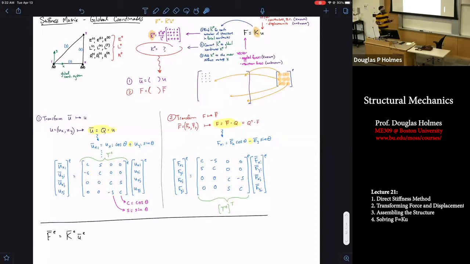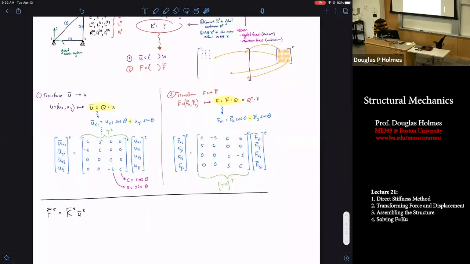Well, I now have a way to write my local forces in terms of global coordinates, and a way to write my local displacements in terms of global coordinates. So I can insert those in there. If I want to write this in a more compact form, so I don't have to write it out as a big matrix, I would write U bar is equal to the transformation of my element times U. And over here, F bar is equal to the transformation matrix of my element, transposed, times F.